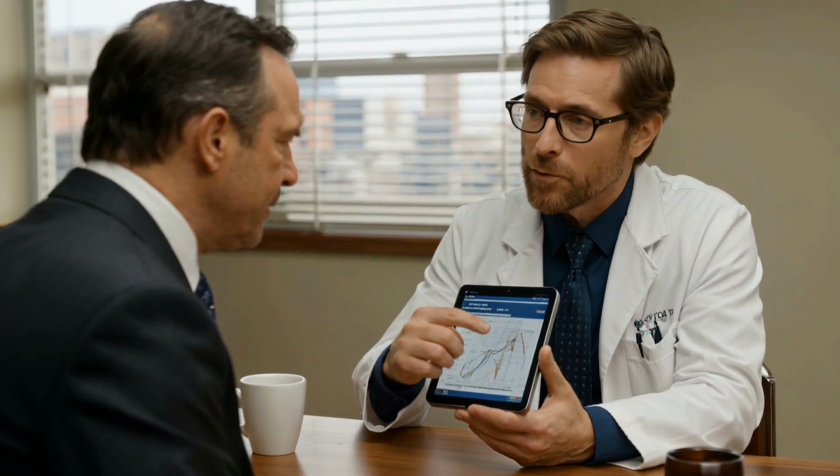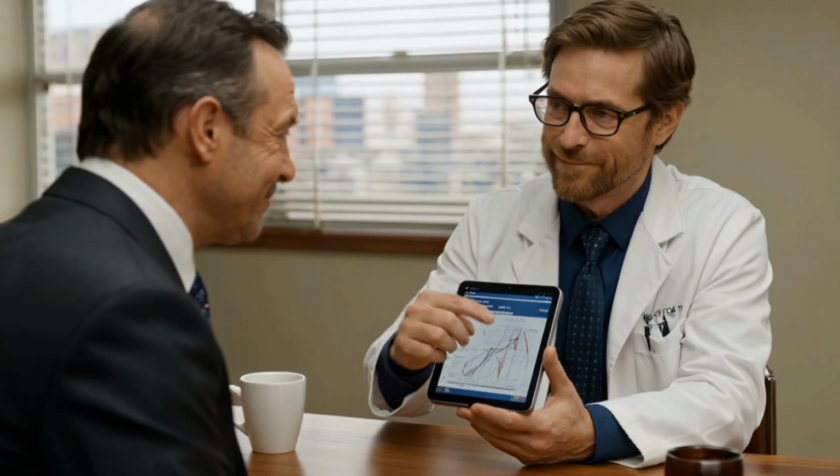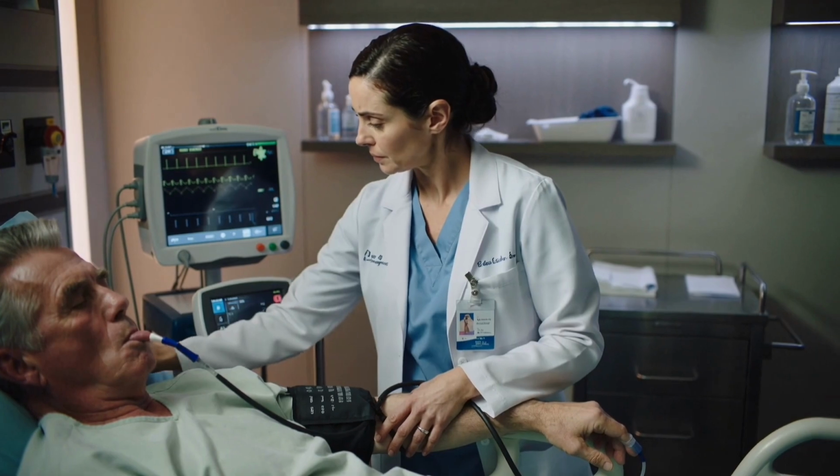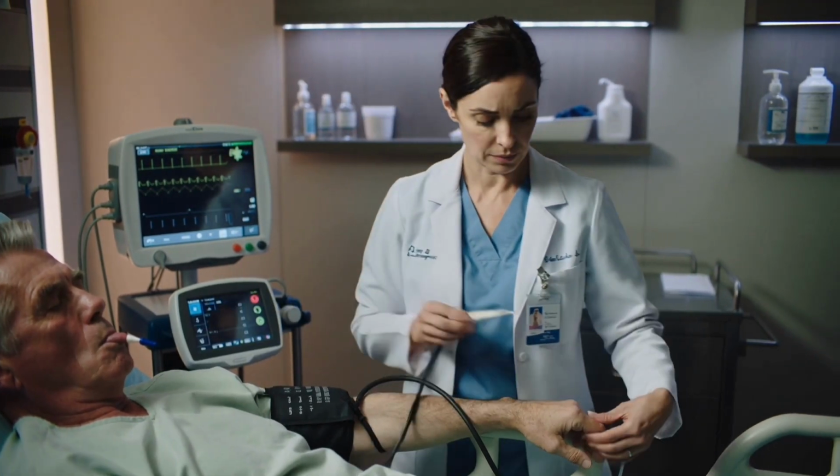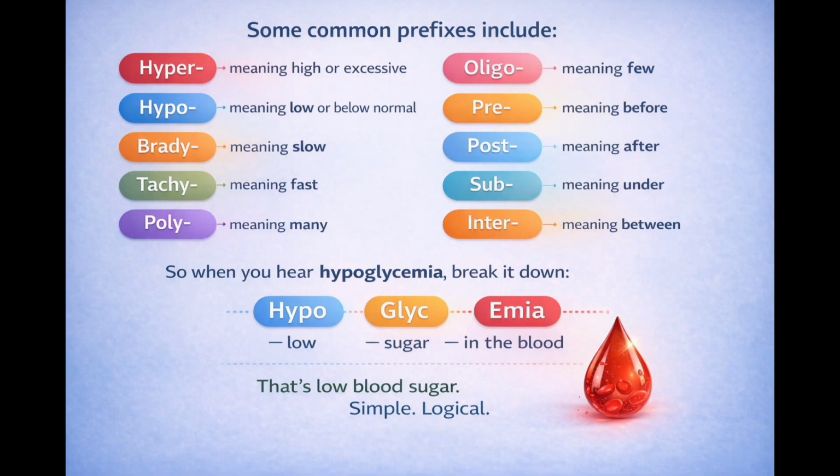Next comes the prefix. The prefix appears at the beginning of the word and gives extra information about amount, position, time, direction, speed, or condition. Some common prefixes include hyper, meaning high or excessive. Hypo, meaning low or below normal. Brady, meaning slow. Tachy, meaning fast.